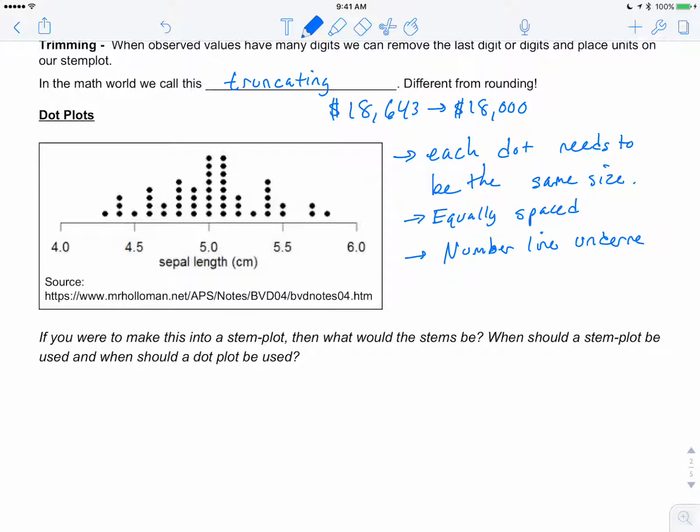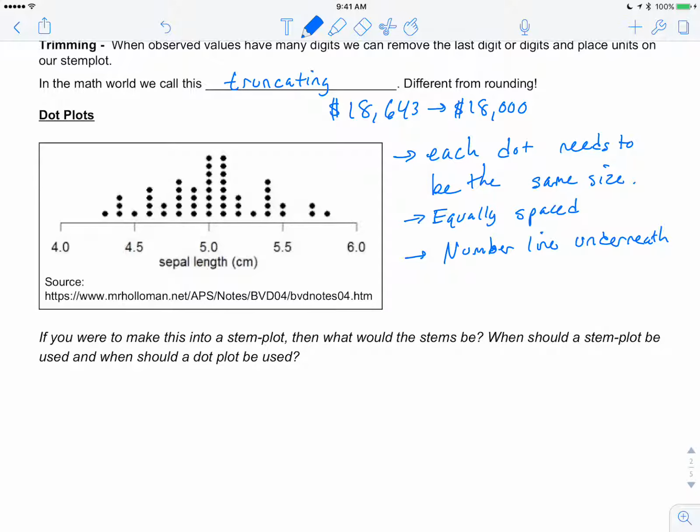Without the number line, you can't really tell what the data point is representing. You can get a good idea of the shape of the graph by looking at just the dots, but the number line really gives us where's the center, how far is it spread out, and so on.